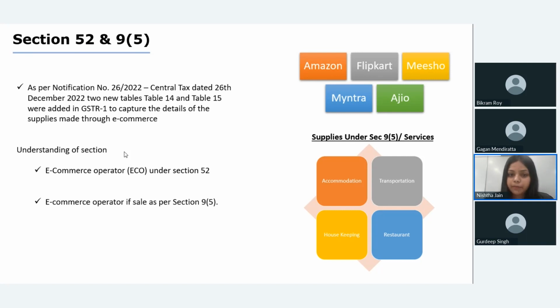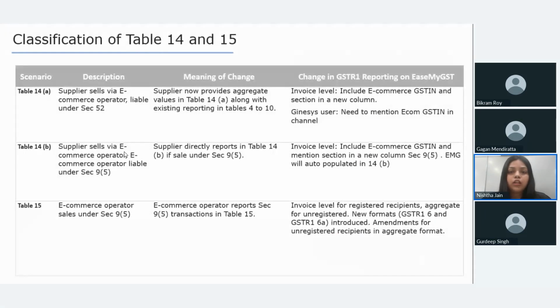The person who is supplying the goods will pay the tax and they have to show it in their GSTR 1. But in section 95, the e-commerce operator is going to pay tax on behalf of the supplier. It will treat it as if he is the supplier of the services. So let's understand table 14 and 15. I tried to summarize this in a table format so that we have 3 tables: table 14A, table 14B, and table 15.